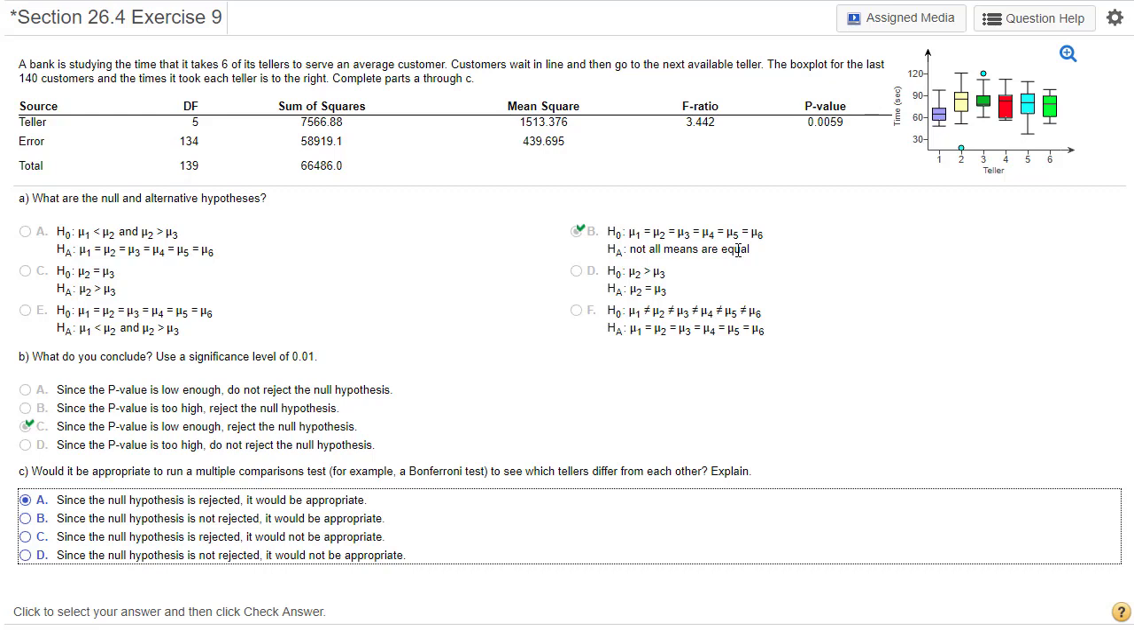Now, if we didn't reject it, then they're all equal, and there's no need to run multiple comparison tests to see which ones differ, because there is no difference. Hope that makes sense.